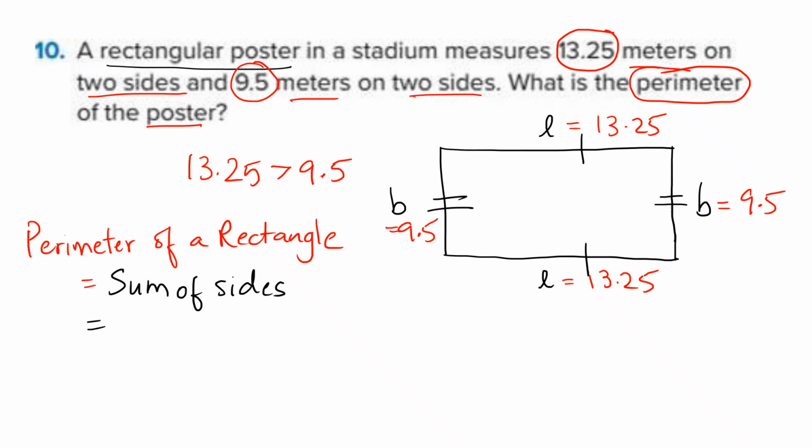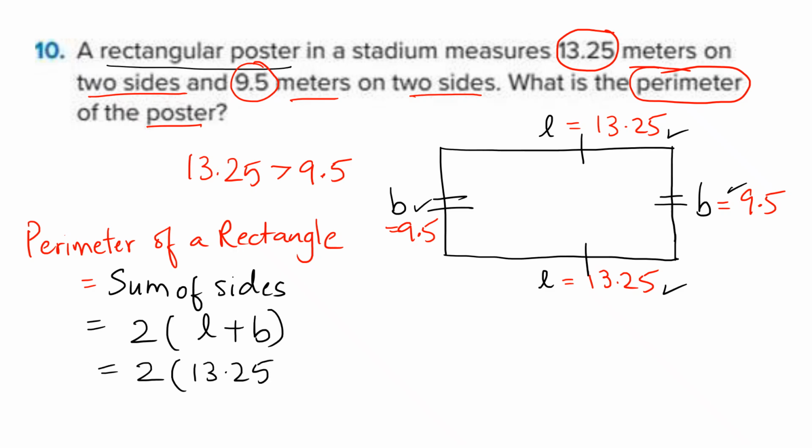Or just to make it easier, because I know this length same, this length same, I can also do 2 times length plus breadth, the formula. Okay, so 2 times length is 13.25 plus breadth is 9.5. So you add these two decimals and then you multiply by 2. Again, it will give you the same answer. So let's do the addition here.